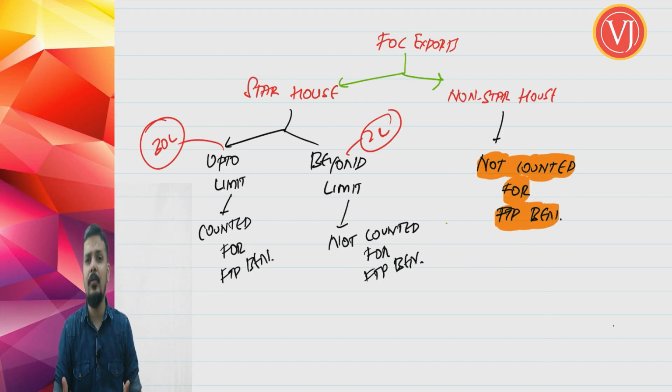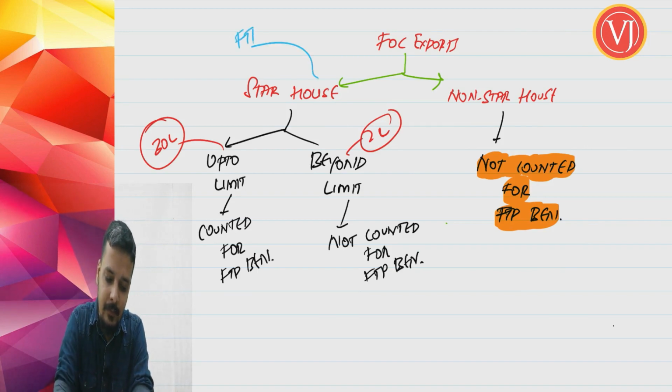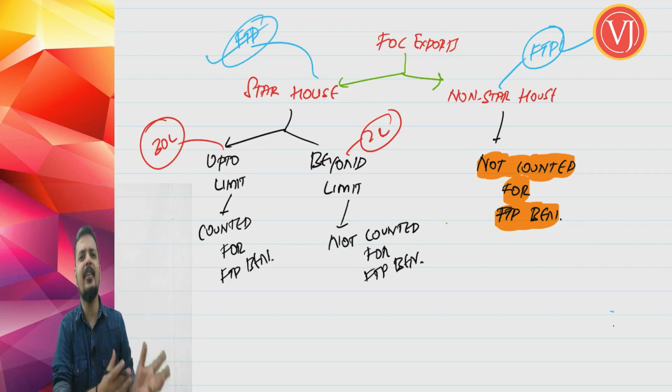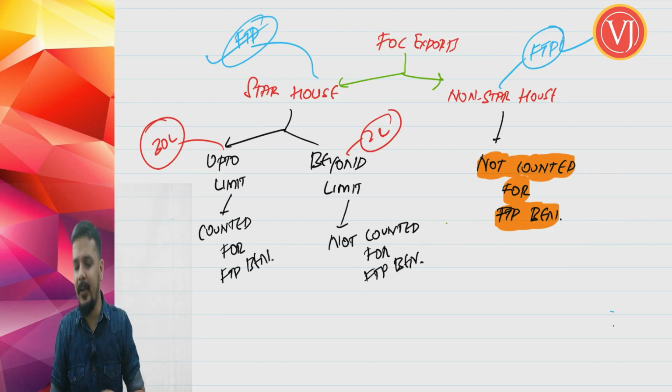Even a non-star house will get the benefits of foreign trade policy. That you have to understand. Only thing is, star house will get some relaxation. Whether you are a star house or a non-star house, FTP benefits are always applicable to you. Yes, star house will get certain relaxation, that's it. So don't think that only a star house will get FTP benefits. FTP benefits are for everyone. But for non-star house categories, if you are giving free samples, free of cost exports, that will not be counted for foreign trade policy benefits.